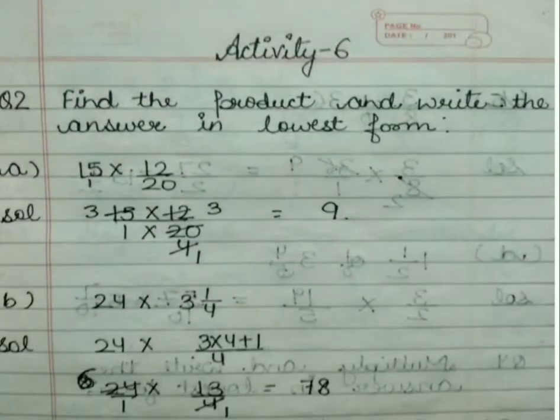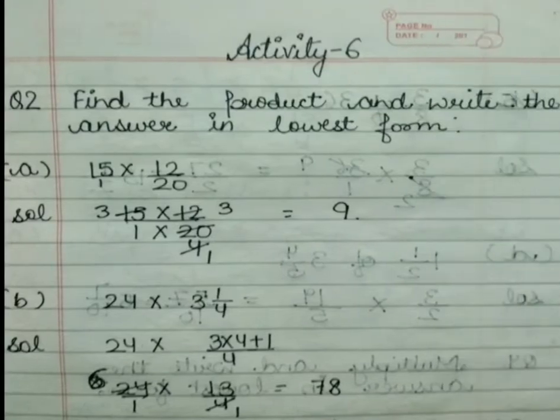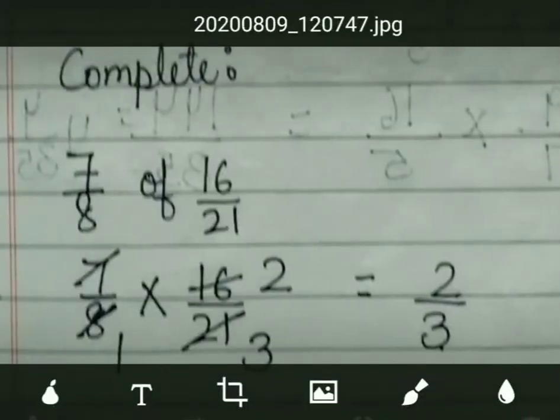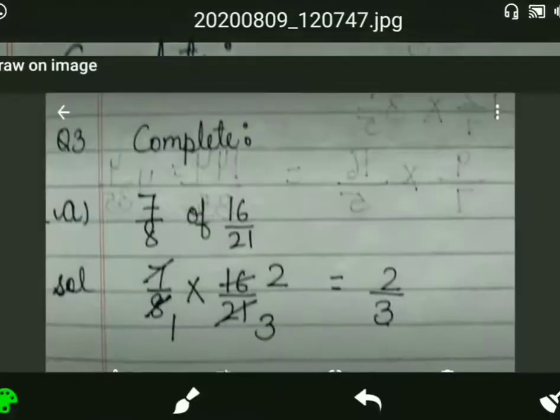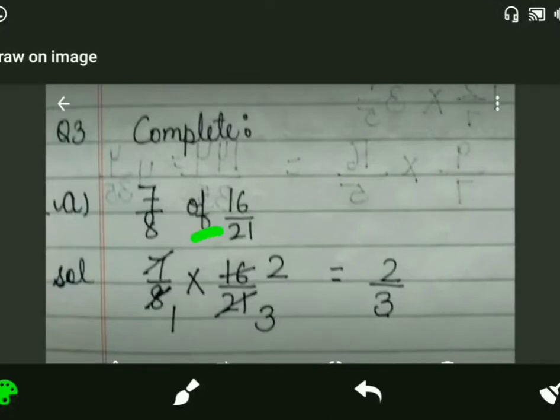After A and B parts, students, we will do question number 3. Question number 3 is the same as question number 2. Clear? In question number 3, A part, what is the difference? Here the word "of" is written. "Of" means multiply. So in place of "of", I will write the multiply sign. Clear? Now 7 upon 8.